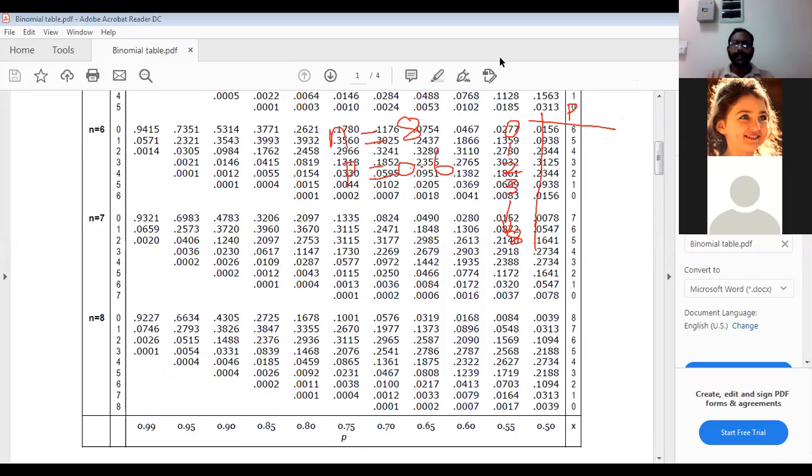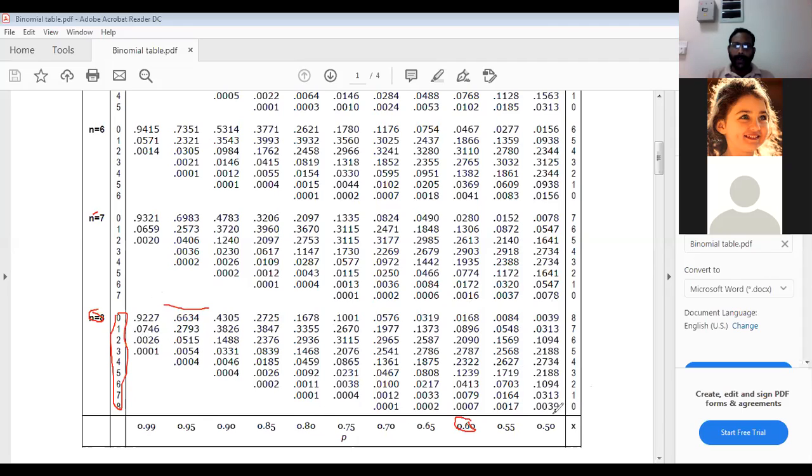So I will erase this. Do you see this is our P, and this is our N. Now, when you want to look at the upper P value, this table has been arranged in such a way that if you want to look at the upper value of P starting from 0.01 and going up to 0.5, you have to look at this value.